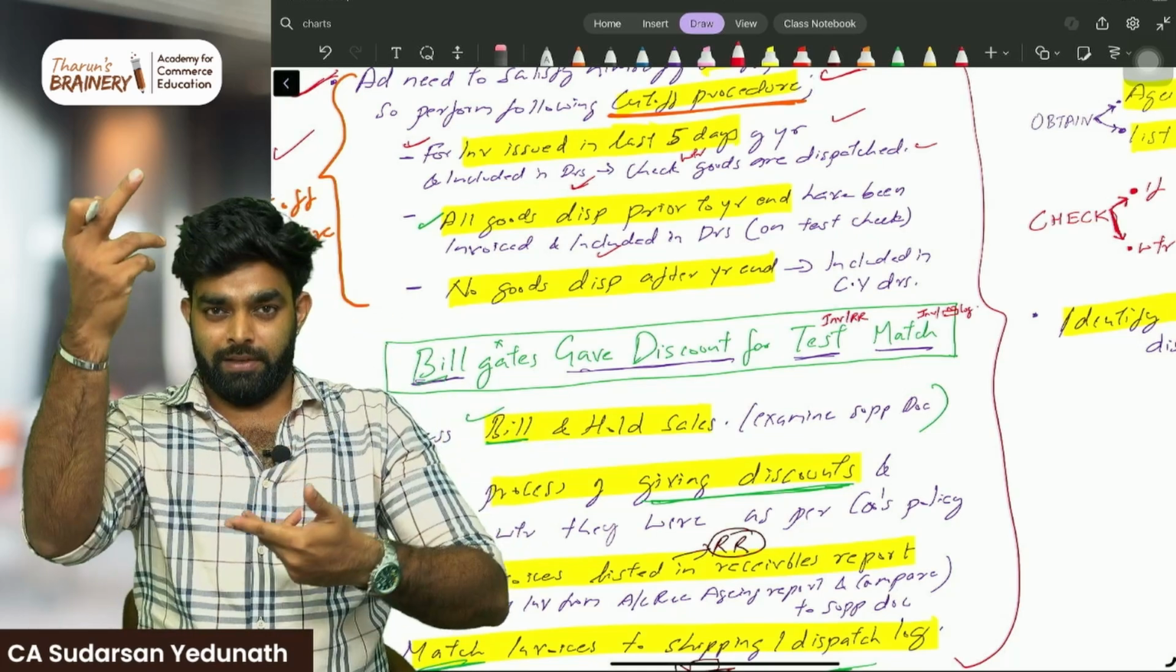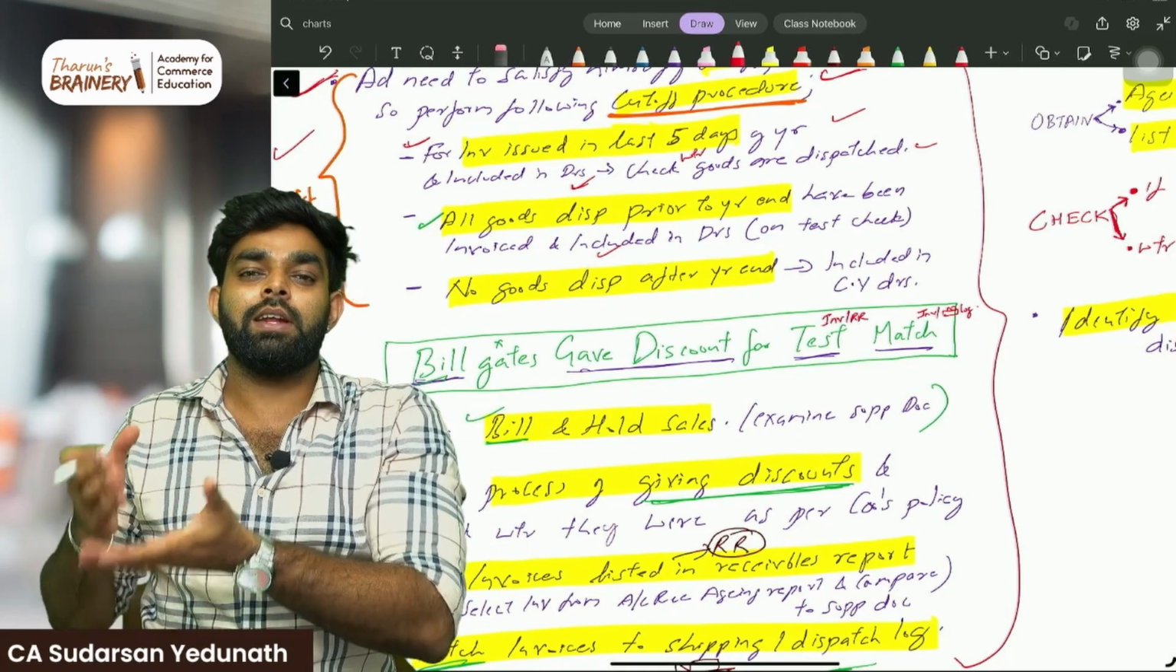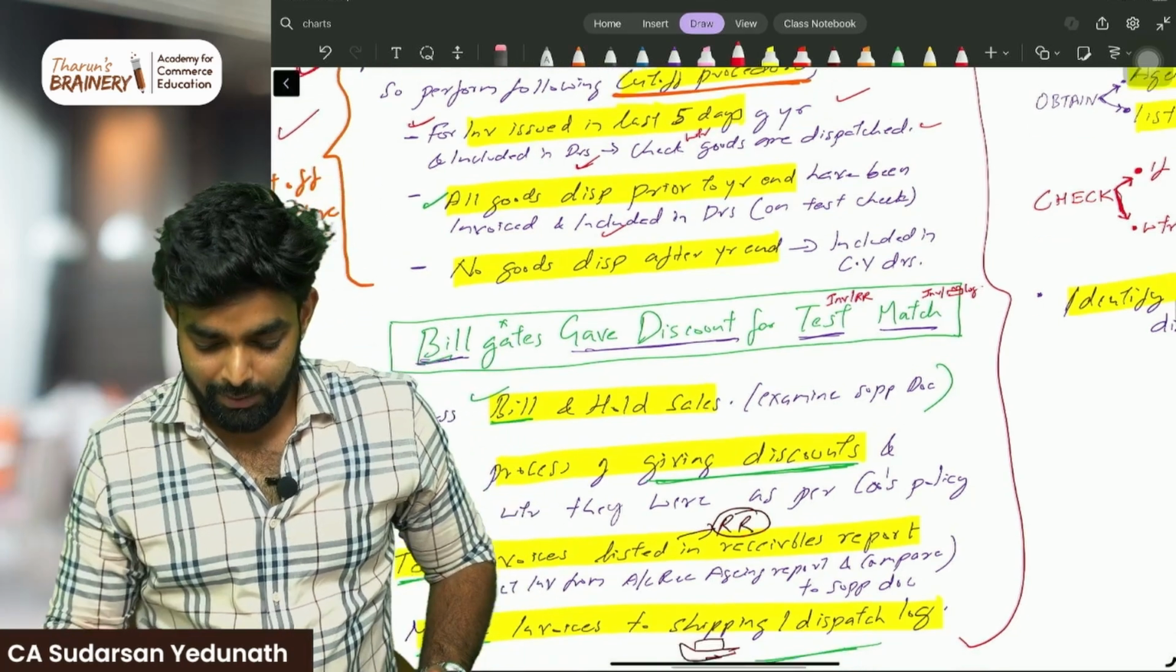The opposite of the first thing. For all the goods that have been sent, see whether an invoice has actually been issued and whether the amount is actually included in debtors.